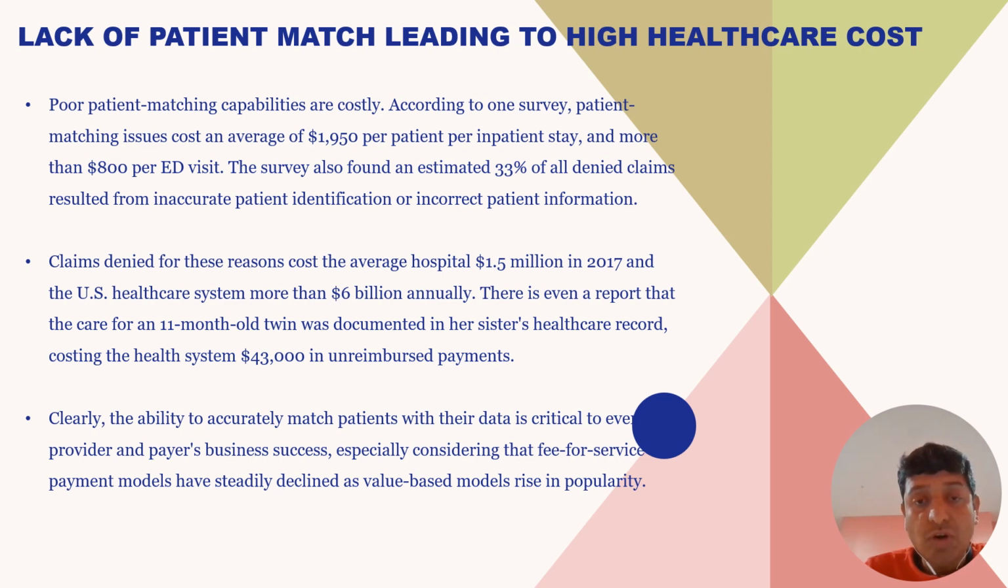The survey also found that an estimated 33% of all denied claims resulted from inaccurate patient identification or incorrect patient information. Claims denied for these reasons cost the average hospital $1.5 million in 2017 and the US healthcare system more than $6 billion annually. There is even a report that care of an 11-month-old twin was documented in her sister's health record, costing the healthcare system 43 grand in reimbursement payments.